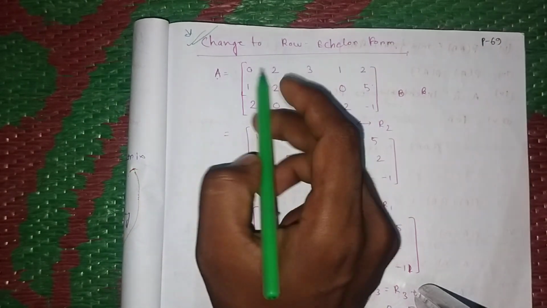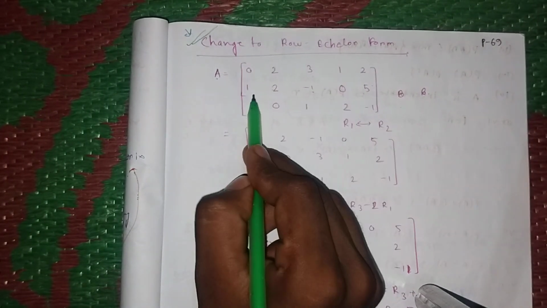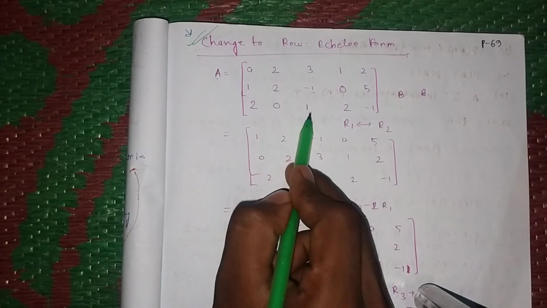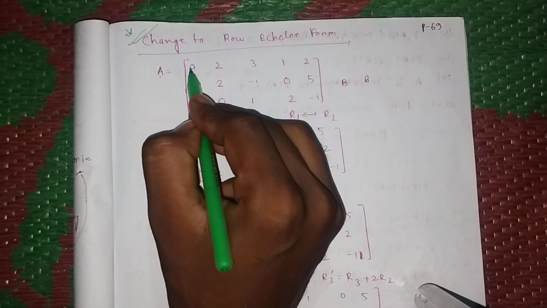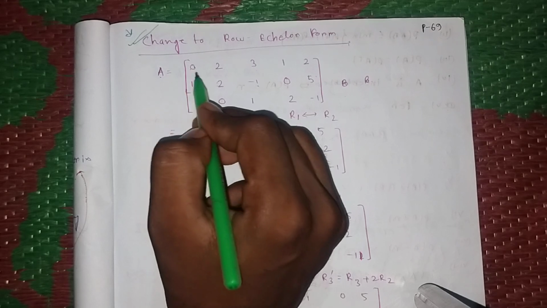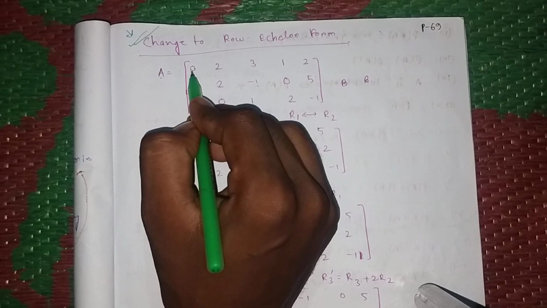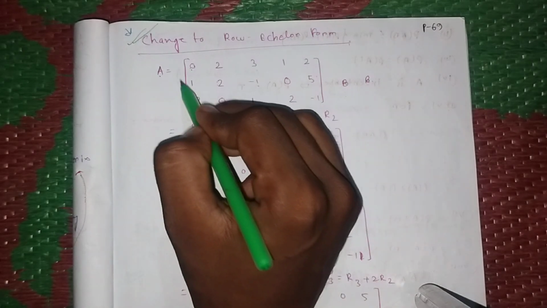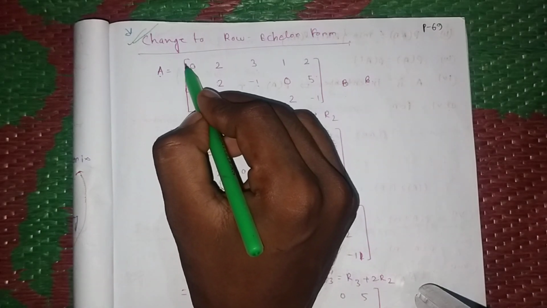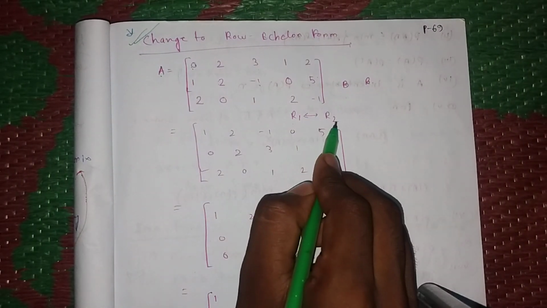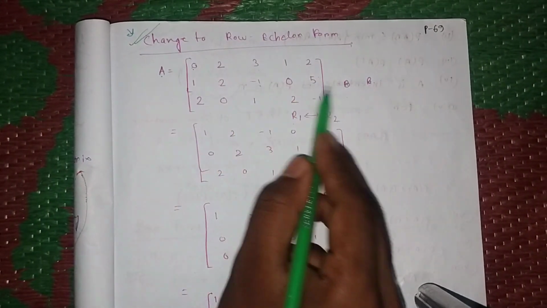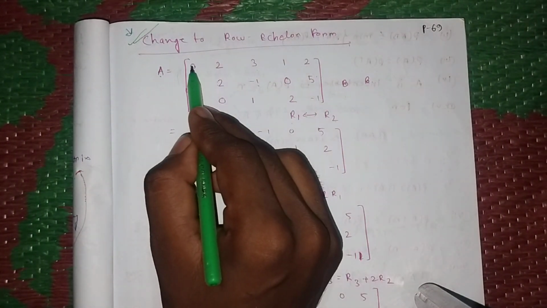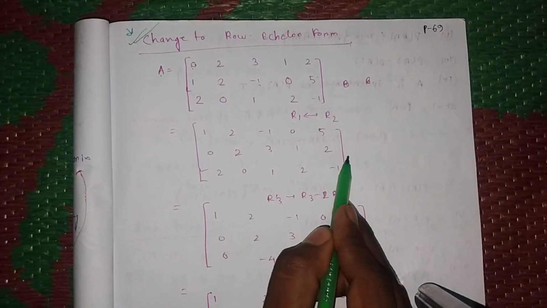A matrix A is [0, 2, 3, 1, 2; 1, 2, -1, 0, 5; 2, 0, 1, 2, -1]. Now, since here is 1, we can't say it is row reduced. Why? Because the pivot should be 1. So we can change this by applying some operations. R1 and R2 swapped means this row is swapped. So 1, 2, -1, 0, 5 is in the upper row, and the middle row is 0, 2, 3, 1, 2.